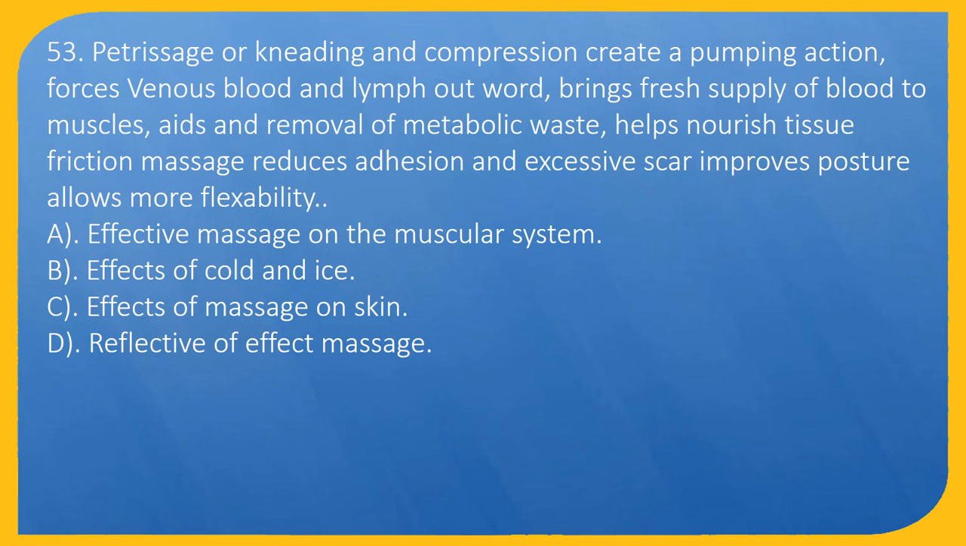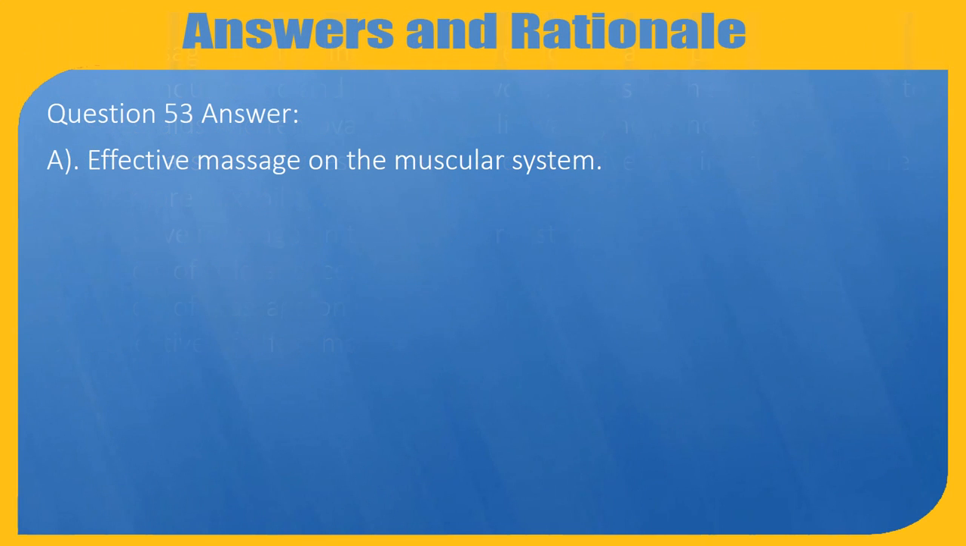Question 53. Petrissage or kneading and compression create a pumping action, force venous blood and lymph outward, bring fresh supply of blood to muscles, aid in removal of metabolic waste, help nourish tissue. Friction massage reduces adhesion and excessive scar, improves posture, allows more flexibility. A. Effects of massage on the muscular system. B. Effects of cold and ice. C. Effects of massage on skin. D. Reflective effect of massage. Question 53. Answer A. Effects of massage on the muscular system.